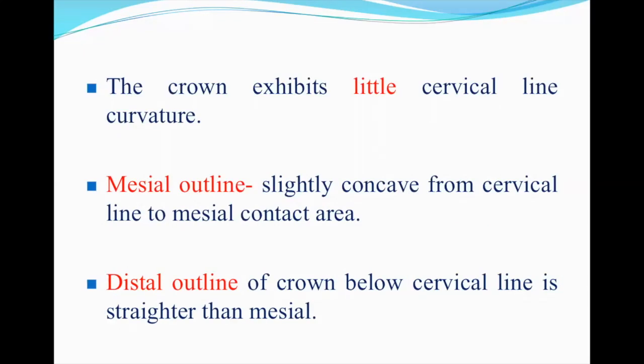The crown exhibits little cervical line curvature. Mesial outline is slightly concave from cervical line to mesial contact area, as you can see. Distal outline of crown below cervical line is comparatively straighter than mesial.